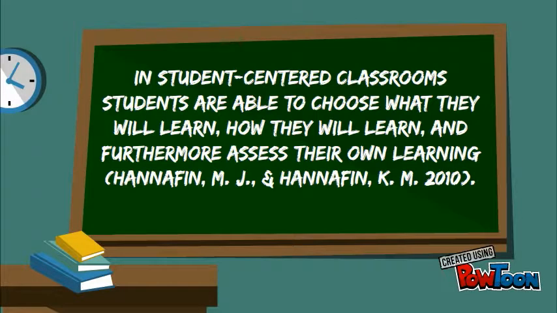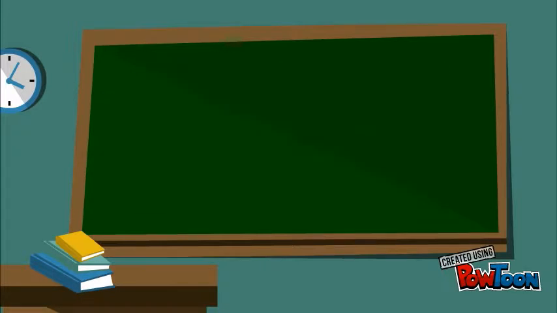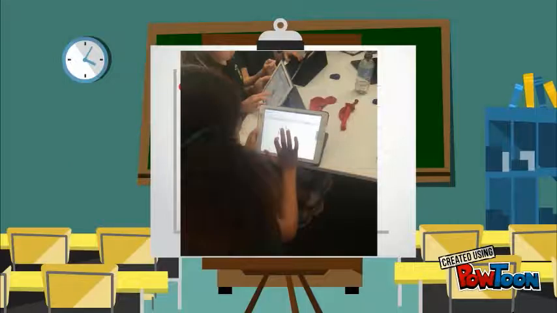In student-centered classrooms, students are able to choose what they will learn, how they will learn, and furthermore assess their own learning. This is highly engaging for the students and also ensures participation, essential for learning. The lesson also worked well by keeping the group quite small and consisting only of extension students who had a deep interest in science. When the experiment was being conducted, students were very intrigued and curious about whether it would work, and if so, what sort of reaction would occur.